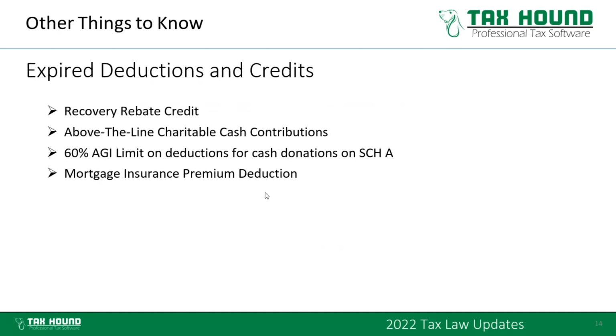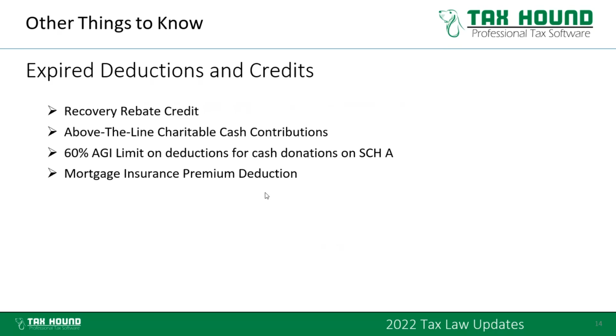Expired deductions and credit. The recovery rebate credit is expired. We've been dealing with the recovery rebate credit for 2 tax seasons now. The last tax season was the last tax season we will have to do anything to do with the recovery rebate credit. So the stimulus payments, those are done. We don't have to deal with that.